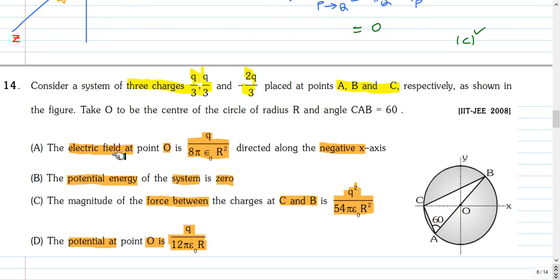Option A, the electric field at point O is this expression directed along negative x. Option B, the potential energy of the system is 0. Option C, the magnitude of force between the charges at C and B is this expression. Option D, the potential at point O is this expression. You can pause and attempt this question.